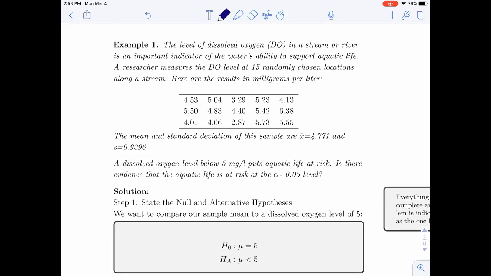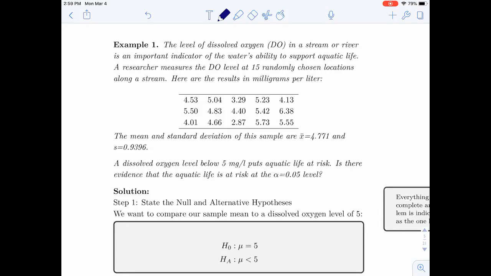4.771 is less than 5, right? That's established, but that's just our sample, right? And so we're going to use this information to say, well, is 4.771 significantly less than 5? Because then we have a problem.